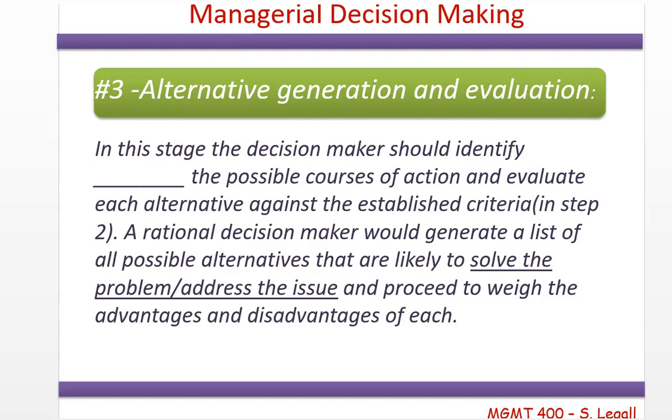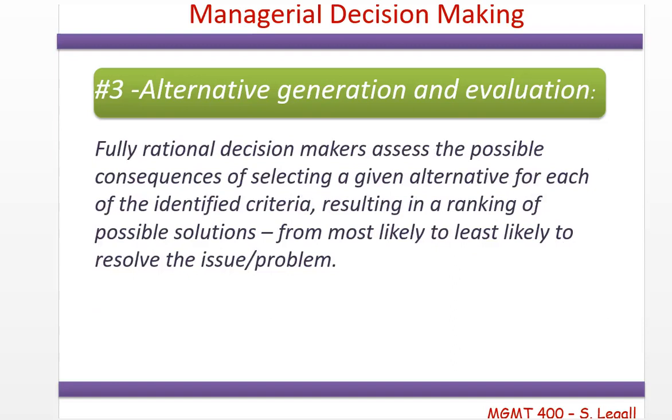A rational decision maker would generate a list of all possible alternatives that are likely to solve the problem or address the issue and proceed to weigh the advantages and disadvantages of each. All right, so generally speaking, in a perfectly rational process, we will consider all our factors and jot them down. We use the example of higher ed. Then we determine, okay, let's go looking for institutions. So alternatives here will be institutions that are offering what we are looking for in higher education. So whatever the criteria are, if you're looking for where it's located, if you're looking for what type of programs they offer, you will look to see what you're looking for. And you're looking for alternatives that are going to match that to see if they give you the best outcomes.